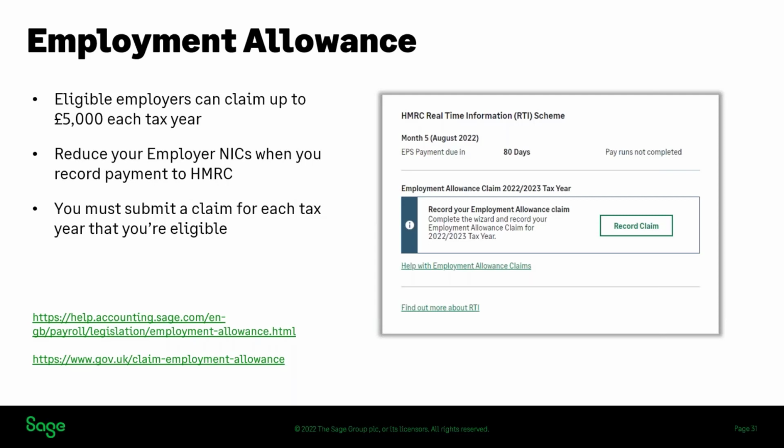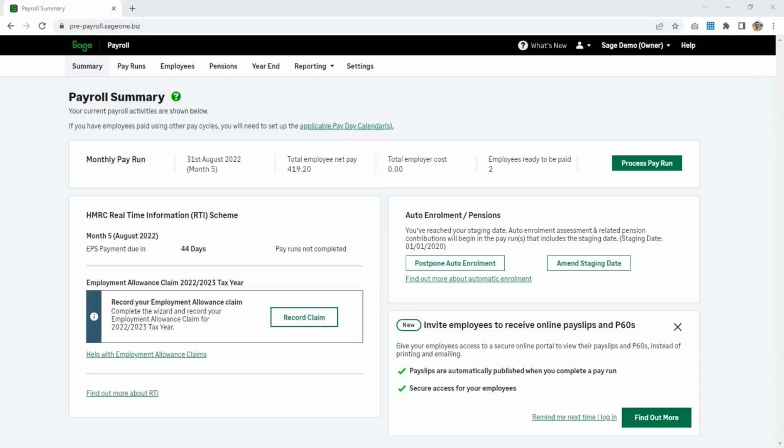And if you are eligible, you'll need to submit a claim for each tax year. And if you're moving your payroll to Sage, even if you've submitted that claim in your old payroll, you still do it in your new payroll to confirm that you are still eligible. So let me quickly run through how that process works. Pretty straightforward. So I'm on the payroll summary, and I do want to record an employment allowance claim.